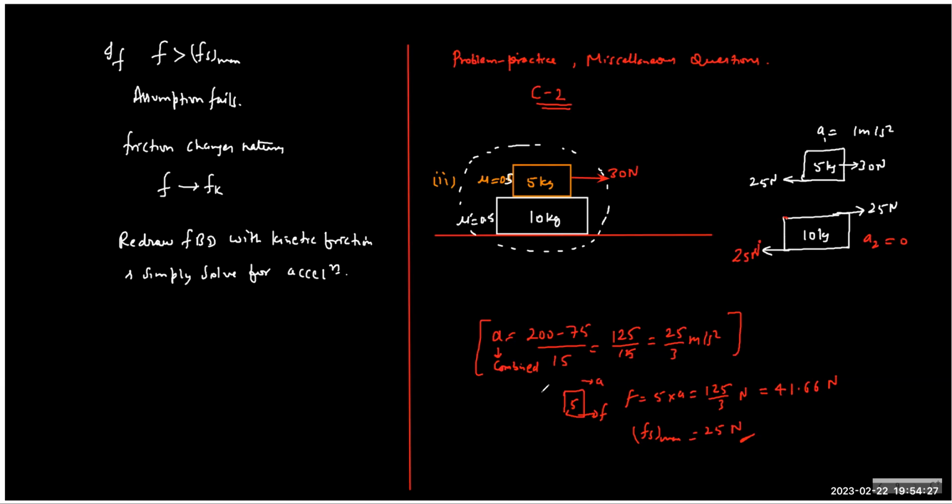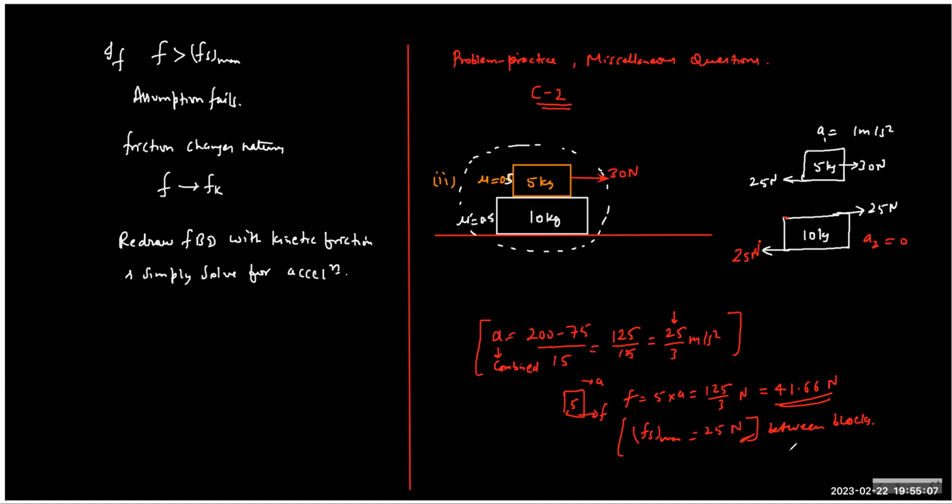So for that, I draw the FBD of the 5 kg block, and as per the assumption, this is the force required. I need 41.666 Newton of force for the block to move together. But how much force can we actually develop? The force which we can develop between the blocks is only 25 Newton. So what we need is more than what we have, isn't it? Yes, sure. Which means they will never move together.